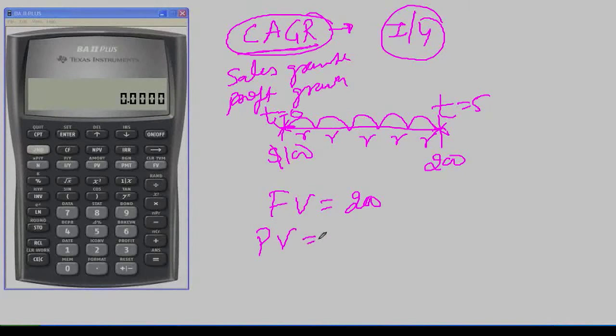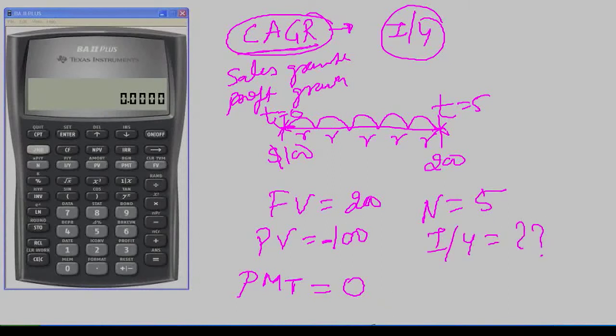200. What is the present value? Negative 100. We have to always make sure that future value and present value have opposite signs. Will there be any payment over here? There is no payment. Payment will be 0. What will be N over here? N is 5 years. I do not know the I by Y. Right? So your I by Y is your CAGR, that is the rate at which your money is growing. So you can compute I by Y and say that this is the CAGR.